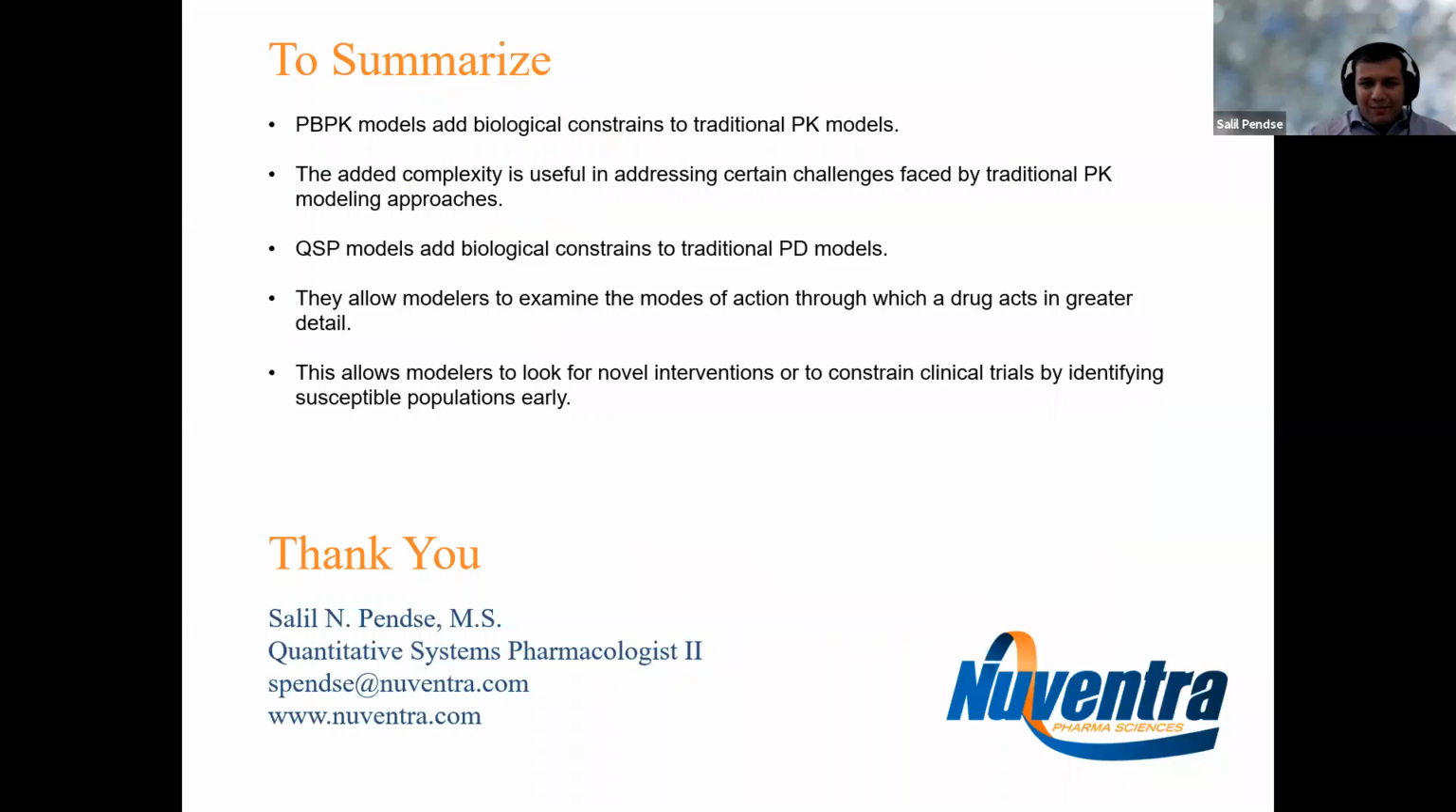Those are just some of the examples of QSP modeling. QSP modeling and PBPK modeling in general can be used wherever we need more biological detail to answer our questions. And so to summarize, PBPK models add more biological constraints to traditional PK models, allowing them to address certain challenges faced by traditional approaches. QSP models do the same thing for traditional PD models, and together we can use them in certain scenarios and give us more detailed information about our drug.